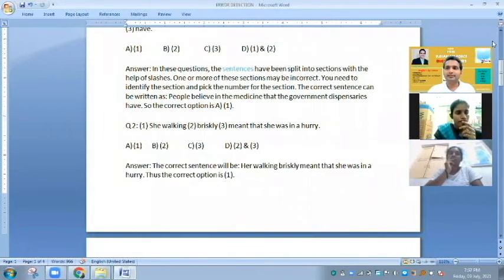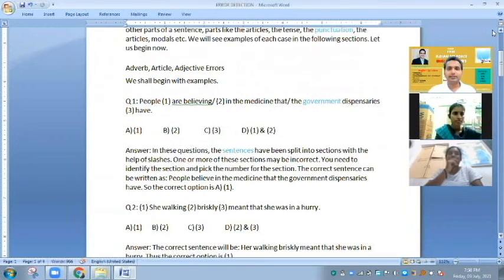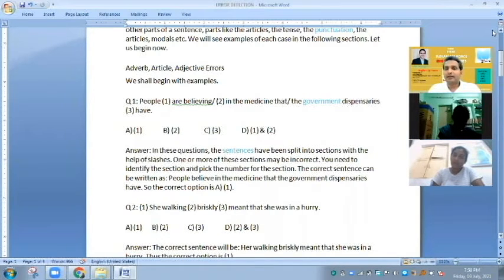Don't read the answer here, but I'm giving you a hands-on kind of orientation to be able to feel better. She walking briskly meant that she was in a hurry. Now please quickly write. You can write the sentence there. She walking briskly meant that she was in a hurry. So what happens usually when you find the sentence being part of that?